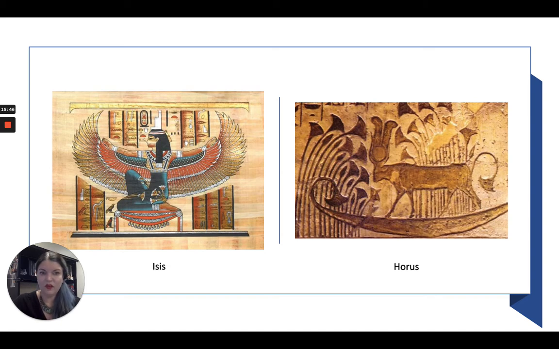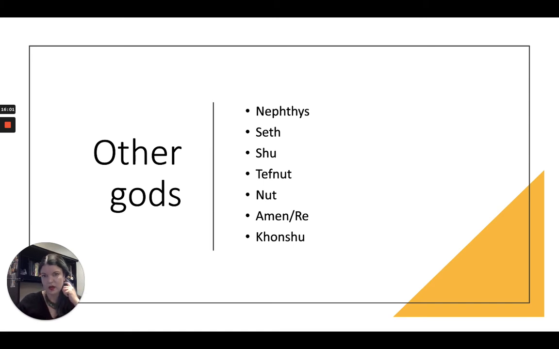But if you see depictions of a cow, particularly with the sun disk and the sort of ornamental headpiece on, that is Hathor. She's the mother goddess and is affiliated with childbirth and queens and things like that. We have a lot of other gods.